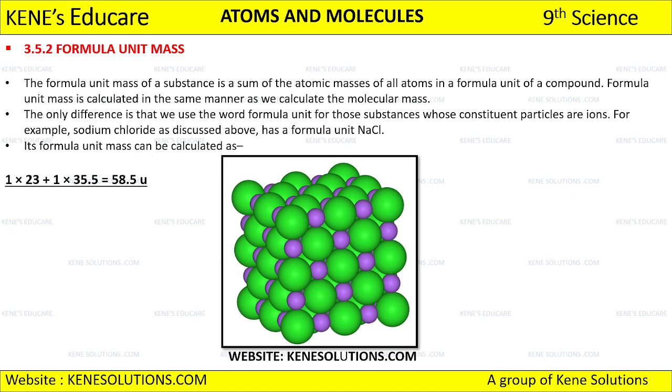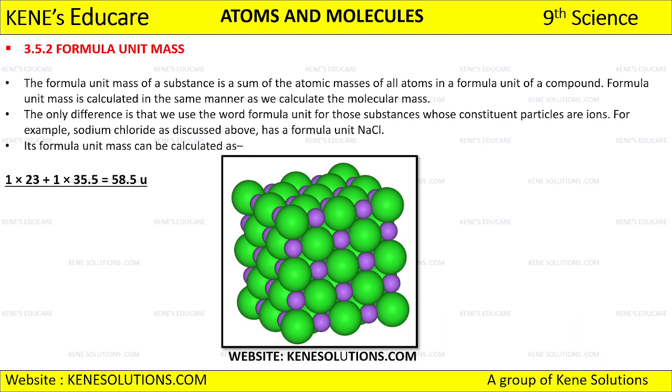Now, as we were doing the same thing with water and HNO3, what did we do? We just summed up the atomic masses of all atoms in a formula unit. So formula unit mass is calculated in the same manner as we calculate the molecular mass. How are we going to calculate the formula unit mass? In the same manner as we calculate the molecular mass.